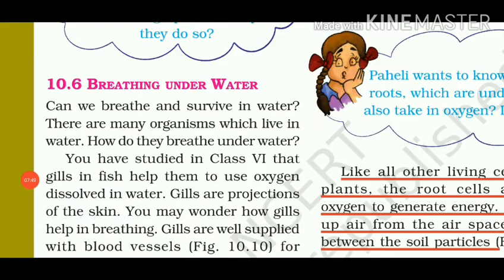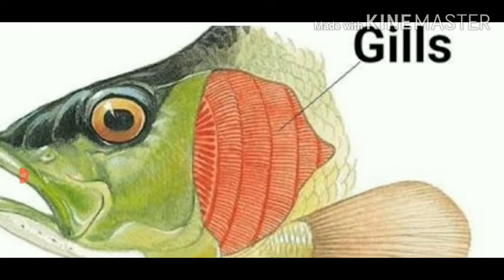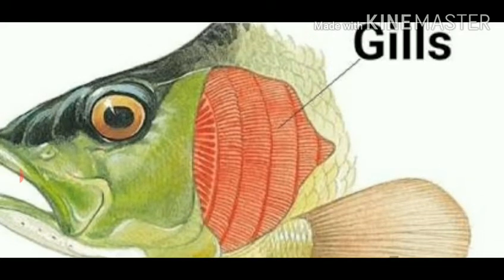Now, let us study about breathing in organisms that live underwater. Fishes are aquatic animals that live in water. They have a pair of gills. So what are gills? Gills are actually projections of skin and have blood vessels for exchange of gases.